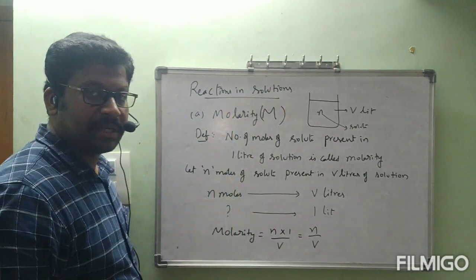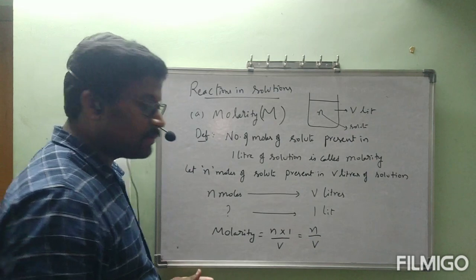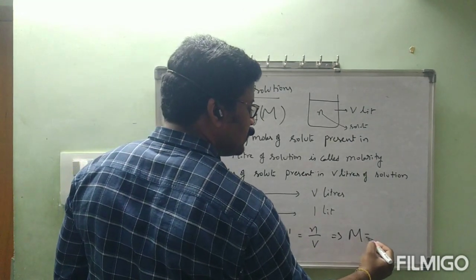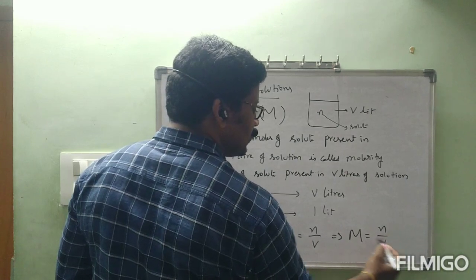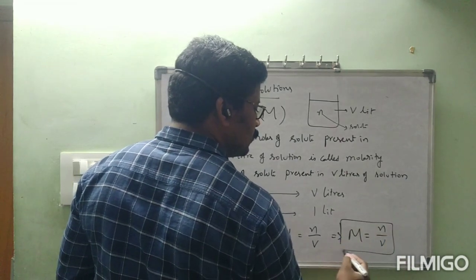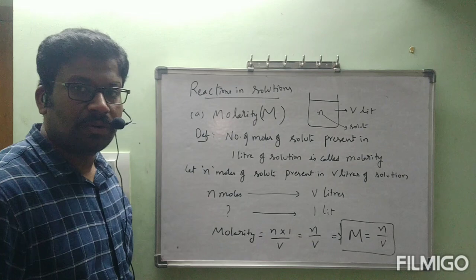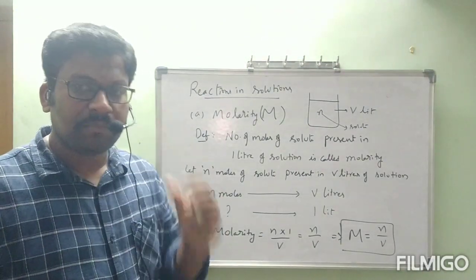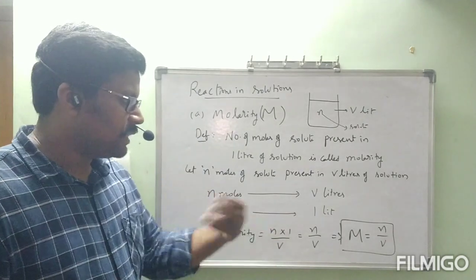Molarity is represented by capital M. Then finally we will write the formula. This implies capital M is equal to n by V. Keep it in a box. Note down the formula: capital M is equal to n by V, and keep it in a box. Okay, now we will continue.